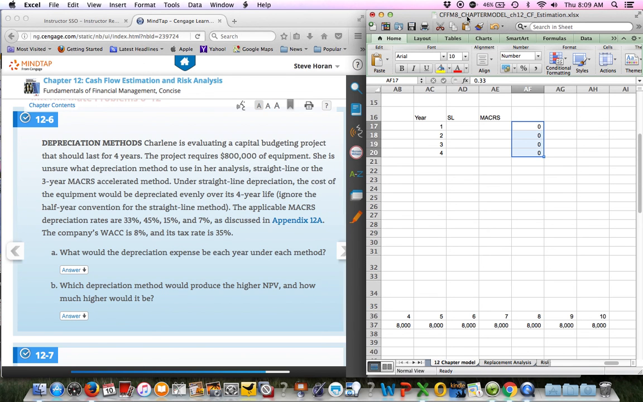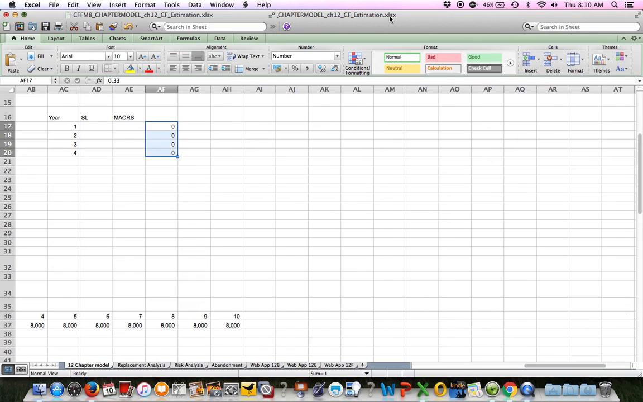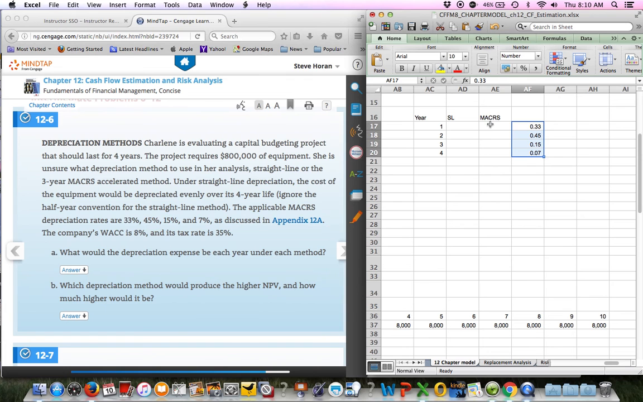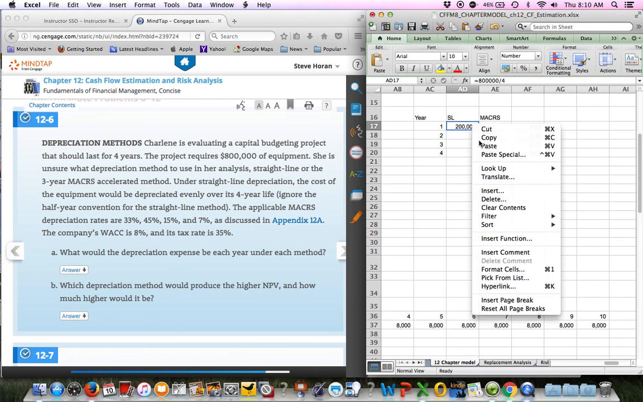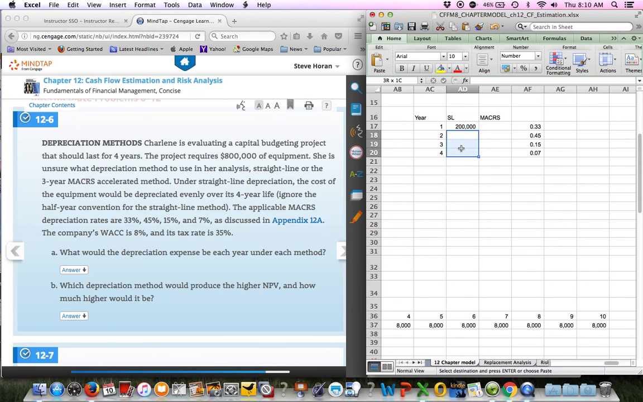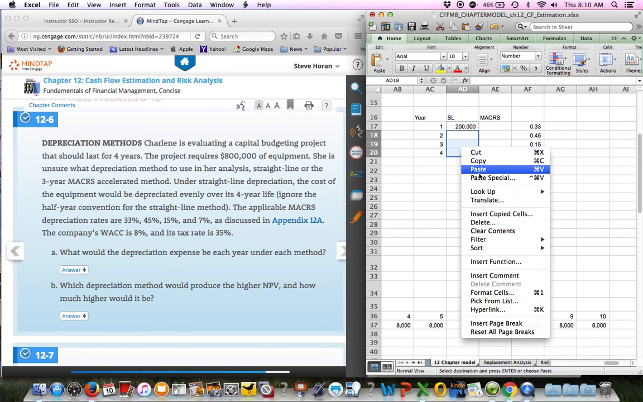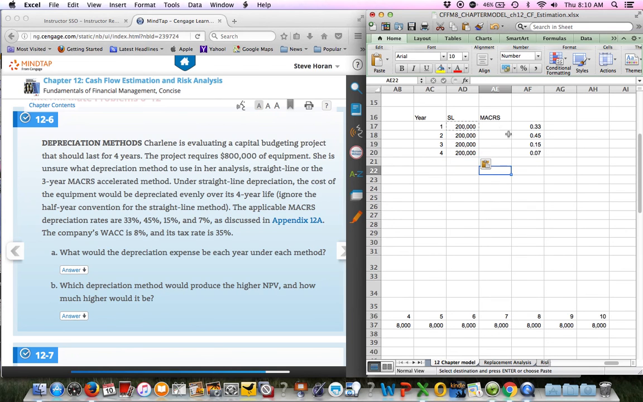And let me just expand this so I can see all my menu options here. And so right here, okay, so there are the percents. And so for straight line, the cost was $800,000 divided by 4 years, $200,000. Okay, so essentially now we are depreciating this asset at the rate of $200,000 a year for 4 years.